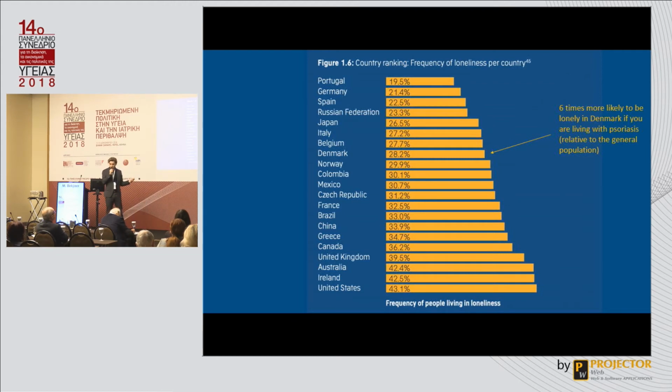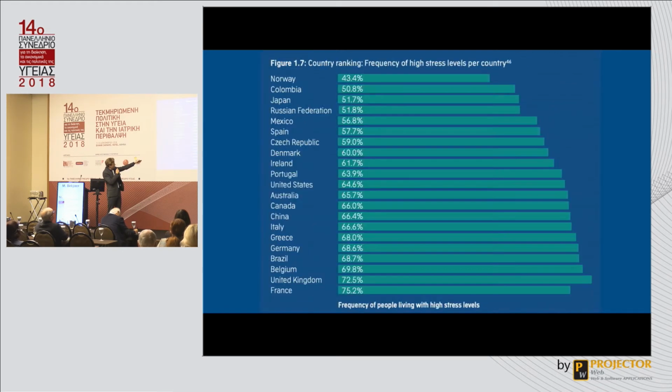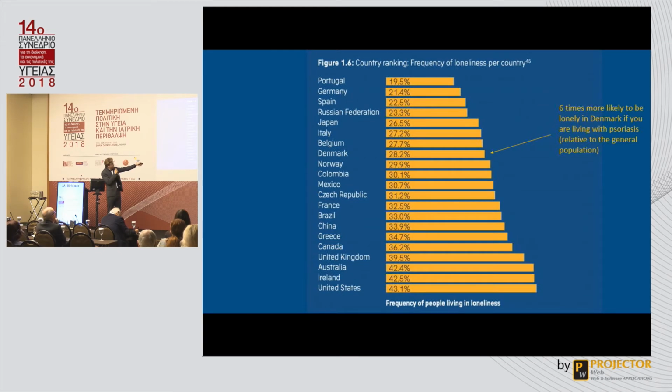We have a benchmark for the Danish general population, which means we can make a comparison. And we find that in Denmark, if you live with psoriasis, you are 6 times more likely to be lonely relative to the general population. That is if you live with psoriasis. So yeah, there's a huge social isolation problem related to this chronic condition, which is not sufficiently captured, is my argument, by our conventional measures.